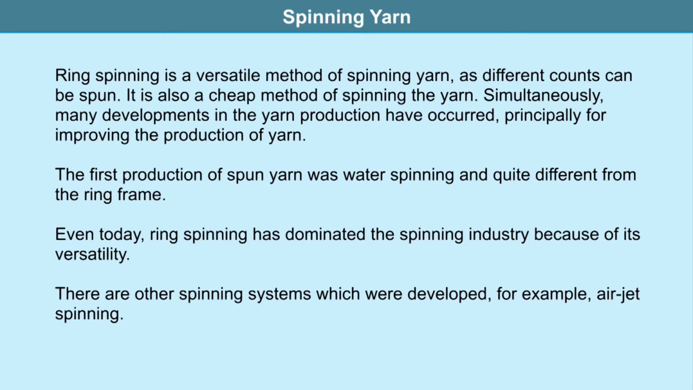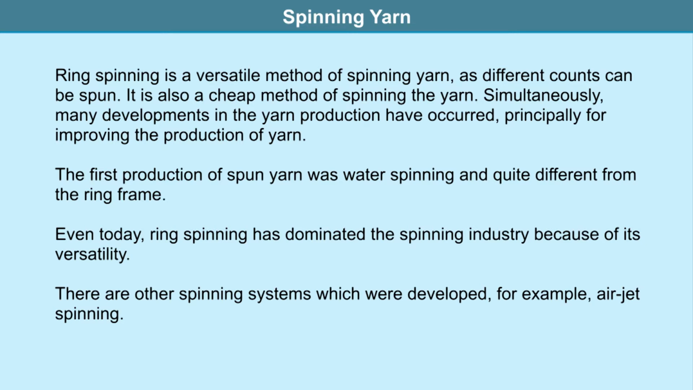Side by side, several developments in the yarn production have occurred, principally for improving the production of yarn. For example, the production of yarn in ring spinning was mentioned as 15 meters per minute. If something could be done to increase this to 250 or 400, then production would be quite high, and this will also have a repercussion on the number of laborers employed, lead time, etc.